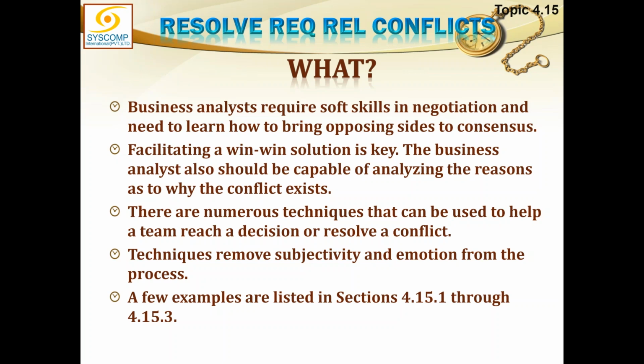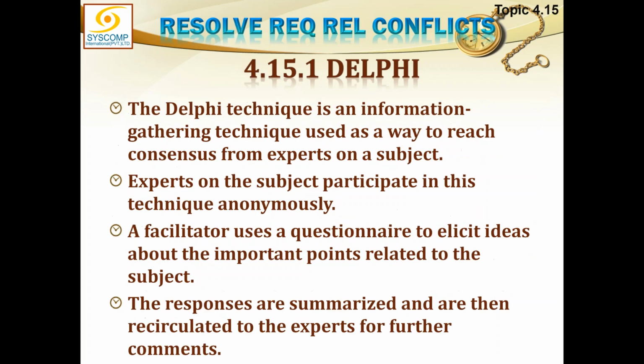There are numerous techniques that can be used to help a team reach a decision or resolve a conflict. Techniques remove subjectivity and emotion from the process. A few examples are: number one, the Delphi technique. The Delphi technique is an informal information gathering technique, a way to reach consensus from experts on a subject.